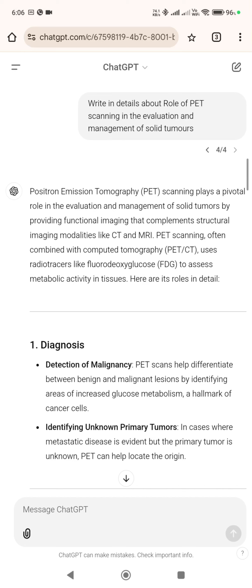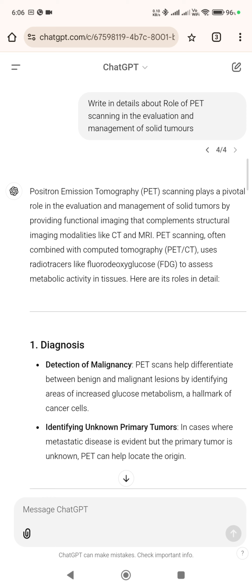Positron emission tomography (PET) scanning plays a pivotal role in the evaluation and management of solid tumors by providing functional imaging that complements structural imaging modalities like CT and MRI. PET scanning, often combined with computed tomography (PET-CT), uses radiotracers like fluorodeoxyglucose (FDG) to assess metabolic activity in tissues. Here are its roles in detail.